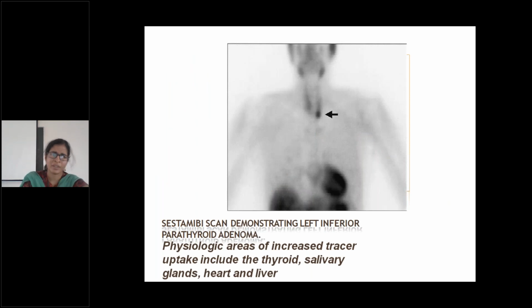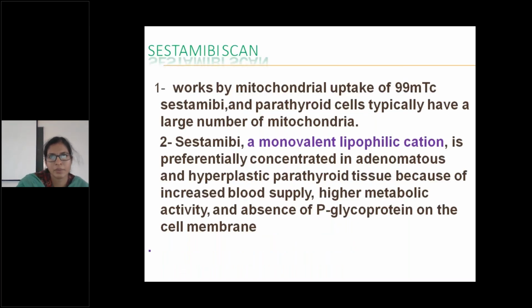Sestamibi scan demonstrating left inferior parathyroid adenoma. Physiological areas of increased uptake in nuclear medicine scans include thyroid, salivary glands, heart and liver. So in this area, this is the location of the inferior parathyroid adenoma. And also, mitochondrial uptake of technetium-99m sestamibi: the parathyroid cells typically have a large number of mitochondria. This is taken up by these mitochondria, so they will become visible.